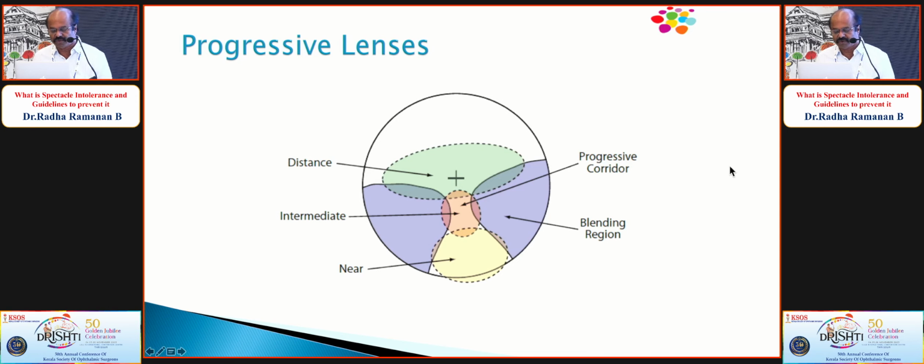Actually, Dr. Andrews has shown all these things. When you explain all these things to the patient, you should know the structure of a progressive lens. In this area, the patient will go on complaining that I am seeing everything at an angle like this. This is a common thing when you give progressive. So we have to teach them how to use it. Every patient, if you give it, they will go on telling all these things.